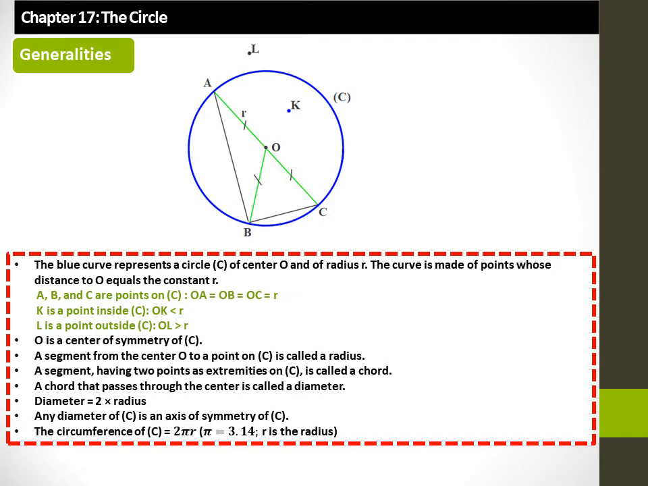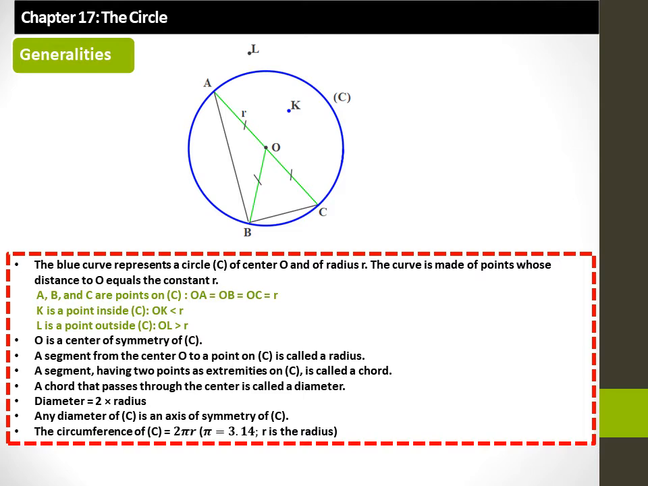A chord that passes through the center is called a diameter. AC is a diameter since A and C are on C and the segment AC passes through the center O. The diameter of the circle is equal to 2 times the radius of the circle. Any diameter of C is an axis of symmetry of C.